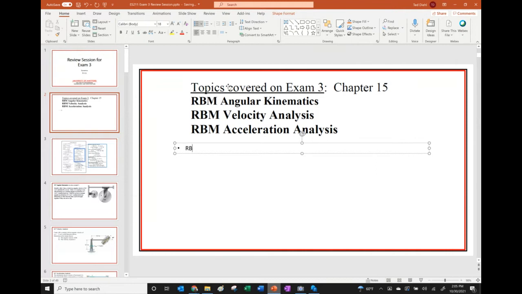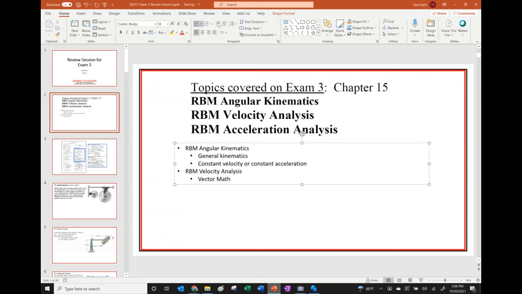So we have our rigid body motion, angular kinematics. We could say that there's general kinematics, and then there's constant velocity or constant acceleration. There could be some sub-areas in there. Then we have RBM velocity analysis, and we could break this down into vector math, what I call the 3-diagram method, and then we also have ICR.